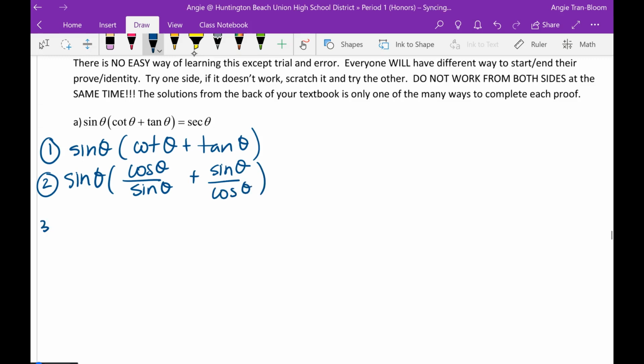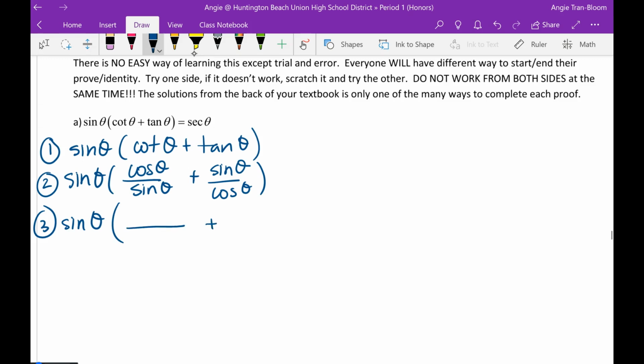Okay, step 3. What might you want to try, Ashley? Maybe the same denominator so you can combine the fractions. Was that okay, to make the same denominator? Yeah, it's okay. You do that. Some of you will also do something different. There's really no wrong way. You're going to find your own rhythm. Okay, so we're going to follow Ashley for this one. If you don't like that, go do your own thing.